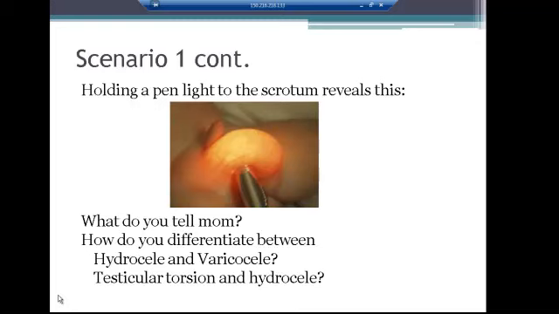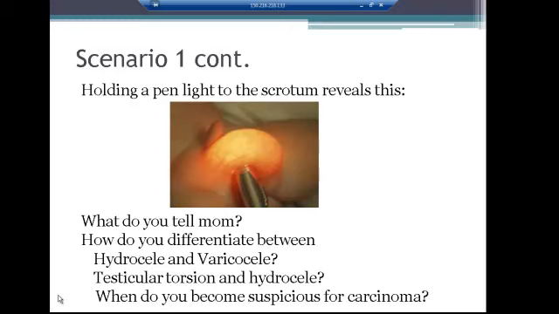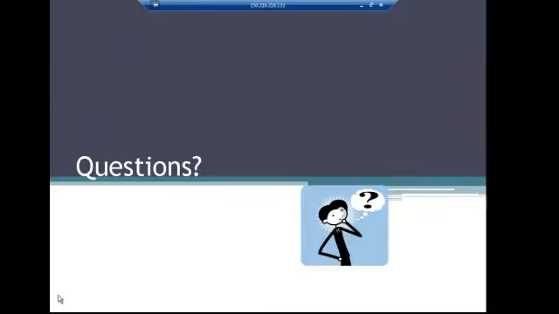Okay. How do you differentiate testicular torsion from hydrocele? Pain, no pain. That's the number one way. Okay. When do you become suspicious for carcinoma? And that's going to lead us into our next lecture, which is on testicular cancer, prostate cancer, and other penile disorders. If you guys have questions, I'm going to do my best to create a discussion board on your Blackboard where you can ask questions.